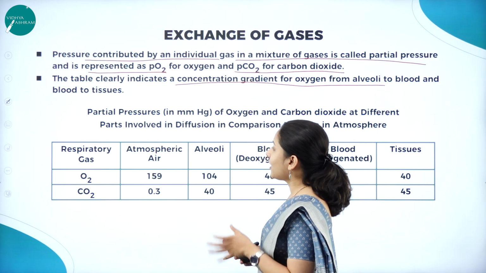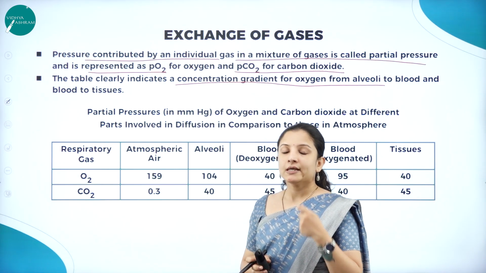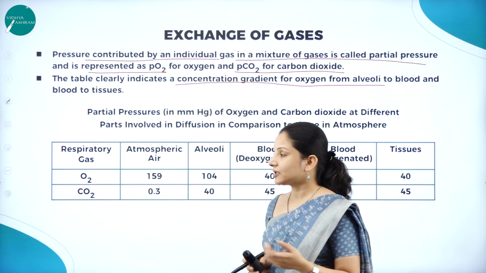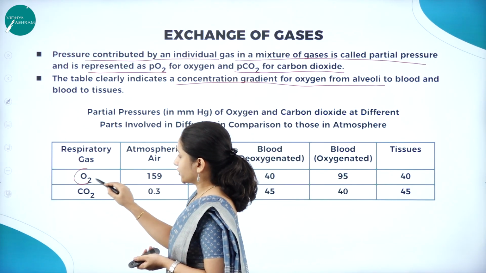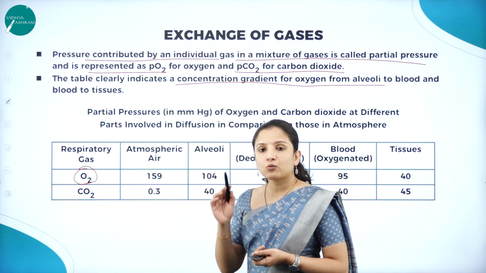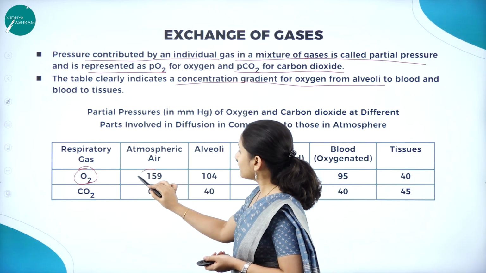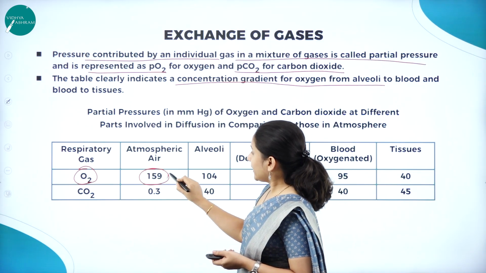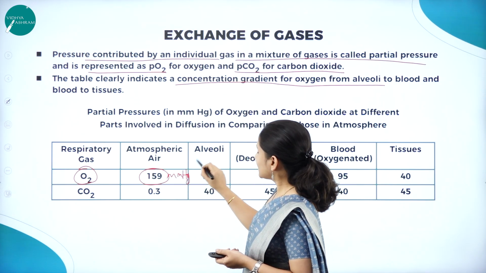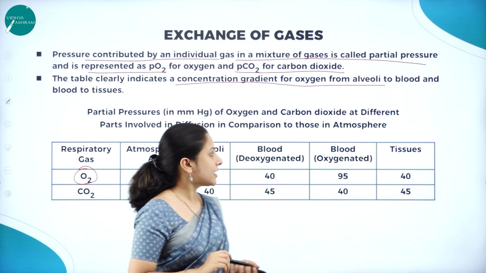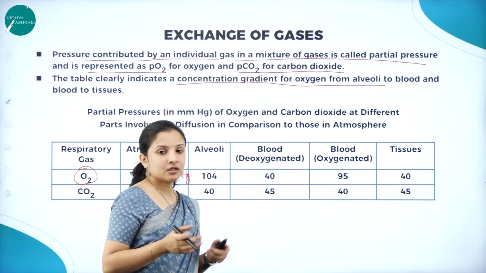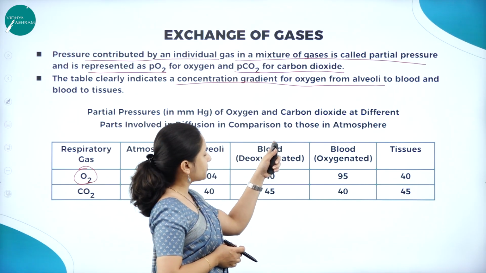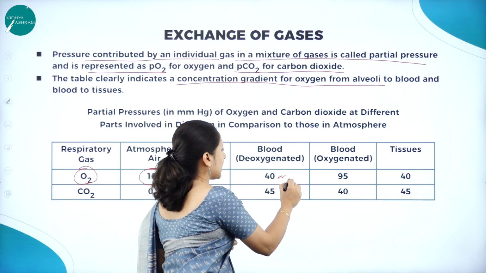Now we need to understand how much partial pressure is present with respect to the gases there. So what gases? It is nothing but oxygen and carbon dioxide. First, talking about oxygen. In atmospheric air, what is the partial pressure of oxygen? It is 159 mm Hg. Next, in the alveoli, it is 104 mm Hg. The partial pressure of oxygen in the blood is 40 mm Hg.